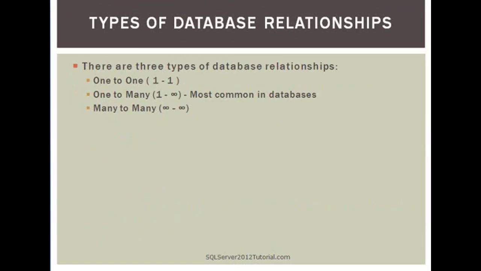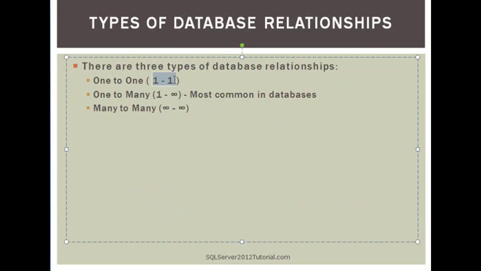As far as the types of relationships in a database, there are three main types. You have a one-to-one relationship, which is 1-1. You can have one-to-many, which by the way is the most common type of relationship in a database, and it's typically displayed with a one and the infinity symbol. And then you have many-to-many, which has the many symbol on both sides.